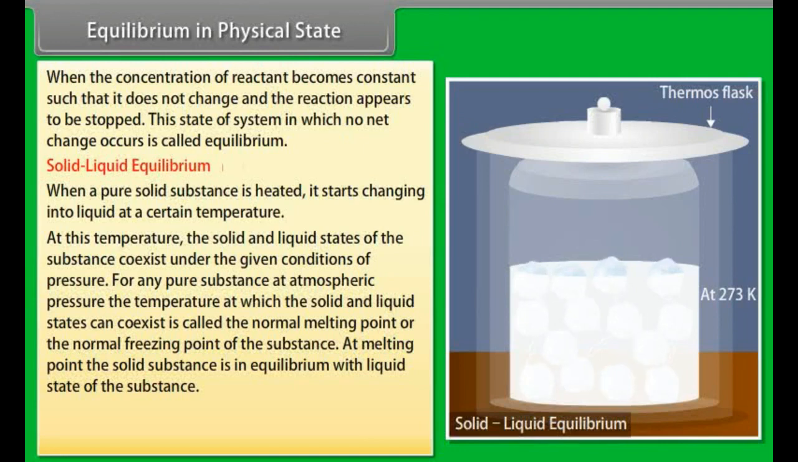Let us consider ice and water at 273 Kelvin, melting point of ice, taken in a perfectly insulated thermos flask. An interesting feature of this system is that the temperature as well as the masses of ice and water remain constant. This represents a dynamic equilibrium between ice and water, as there is no change in mass of ice and water, so the number of molecules going from ice into water is equal to the number of molecules going from water into ice. Thus, at the equilibrium, rate of melting is equal to rate of freezing.